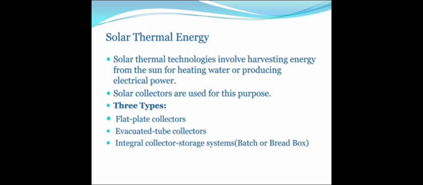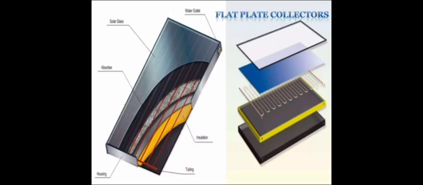Let's see the construction and working of flat plate collector. From this diagram we can see that the components of flat plate collectors are solar glasses, absorber, insulation, tubing, housing and water outlet. The absorber plate is used to absorb the incident solar energy. It is basically a copper or aluminum sheet coated with selective coating.